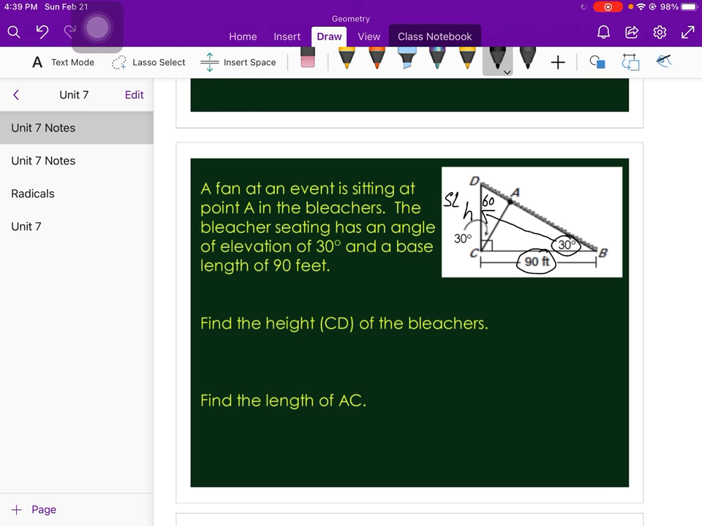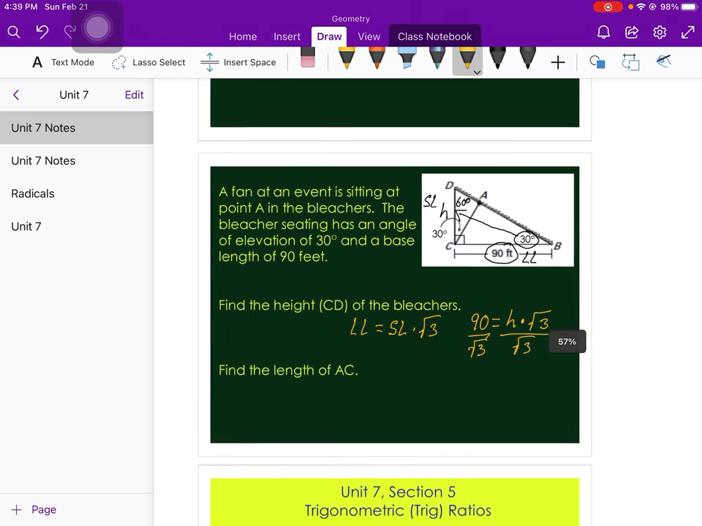90 is going to be across from the 60 degrees. So that makes this the long leg. So this is going to be long leg equals short leg times the square root of 3, since it's a 30, 60, 90. So then we fill in the 90 equals, we don't know what the short leg is, so we're calling it H. So to solve for that, this is where we have to actually divide by the square root of 3.